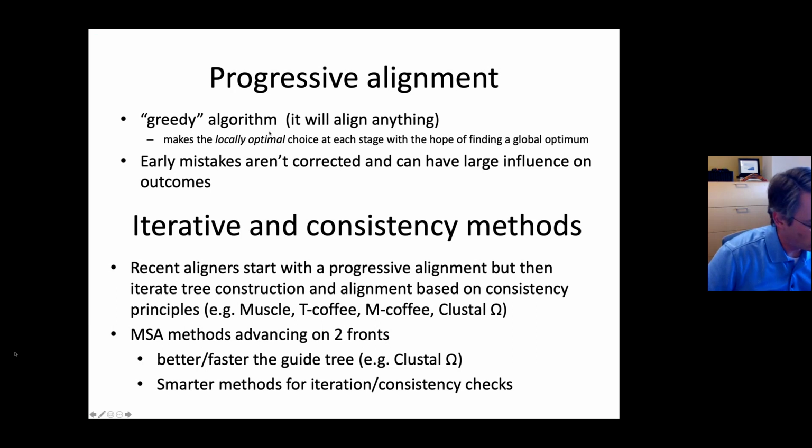People recognized pretty early on that progressiveness is a greedy algorithm, and it is really heavily dependent on that first step where you do the first fast analysis to get your distance metric, and then that is the foundation. If that distance metric isn't a good reflection of which pairs you ought to align, early mistakes will be compounded later in the assembly.